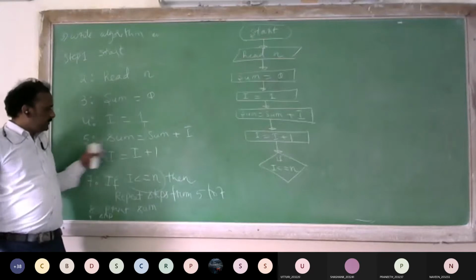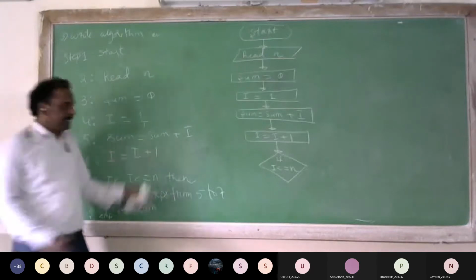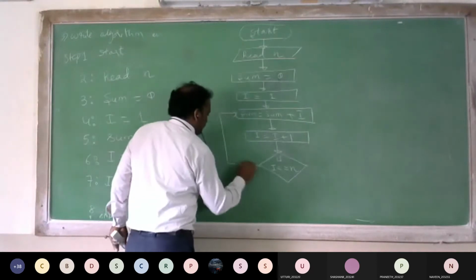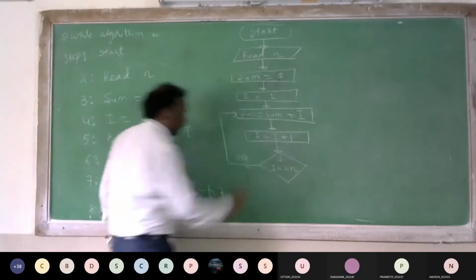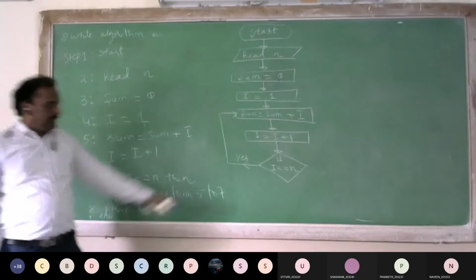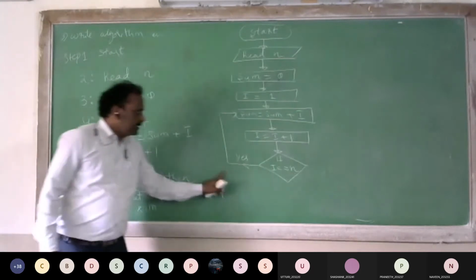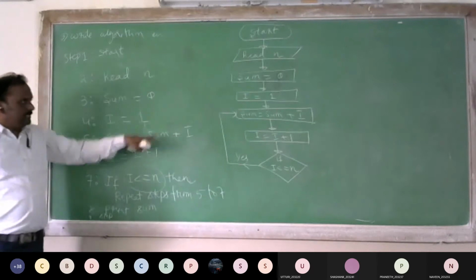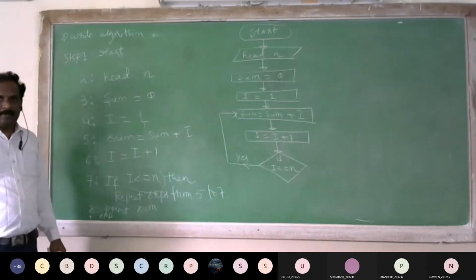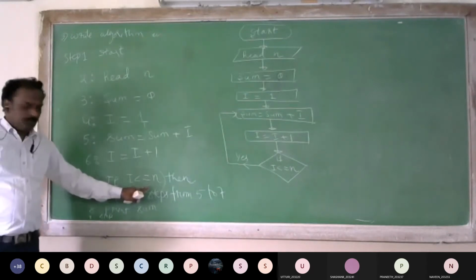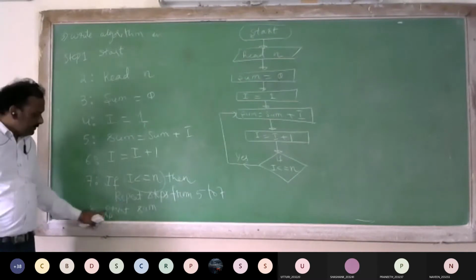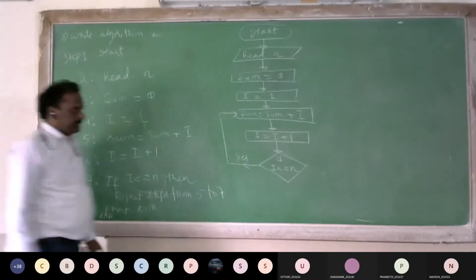So where is step 5? Step 5 is sum is equal to sum plus I. So here, if it is yes, if it is true, I is less than or equal to n, then go to step 5. What is step 5? Step 5 is nothing but sum is equal to sum plus I. If it is no, if the condition is false, then you come to the next step. What is the next step? Print sum.